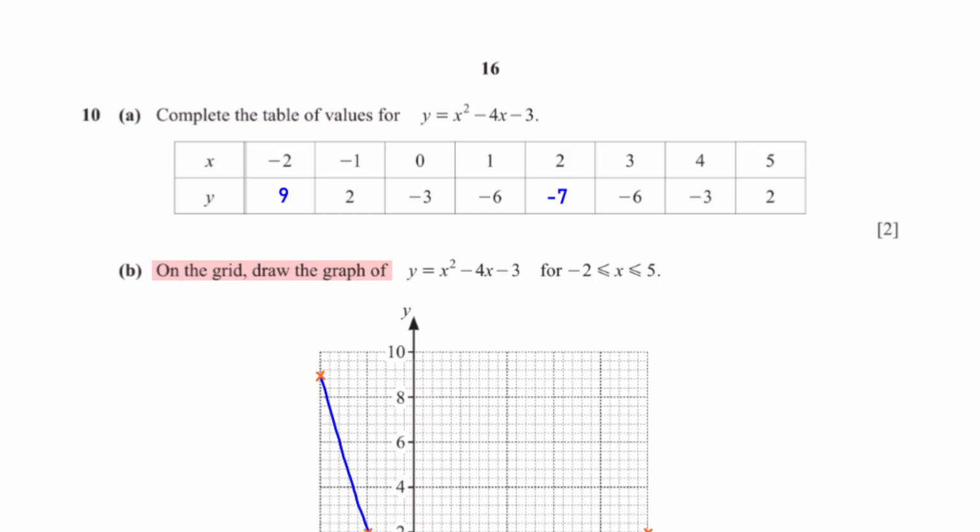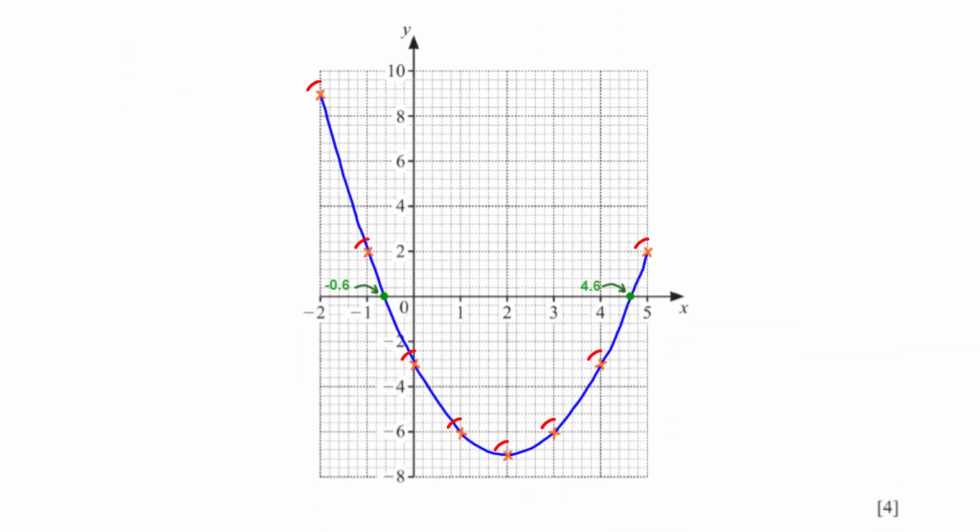On the grid, draw the graph of y equals x squared minus 4x minus 3, for x greater than or equal to negative 2 and less than or equal to 5. On the grid, we plot all the points in the table and connect the points with a smooth line.